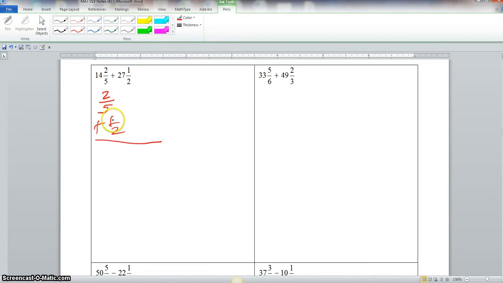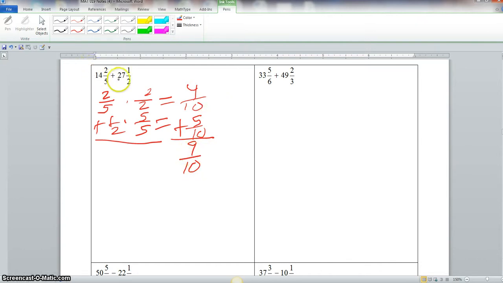Now, the common denominator of 5 and 2 we know is 10. So we would say we know 5 times 2 is 10, so we will multiply our numerator and denominator by 2. And we know 2 times 5 is 10, so we will multiply our numerator and denominator by 5. So we will have 4 over 10 plus 5 over 10. 4 tenths plus 5 tenths is 9 tenths. Okay, so now we have our 9 tenths.